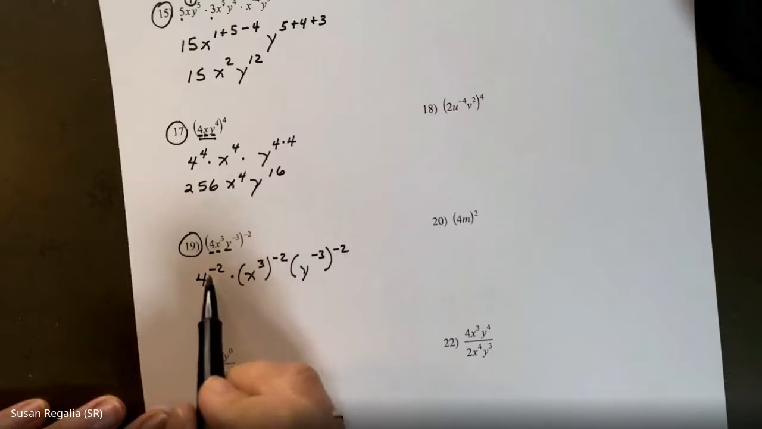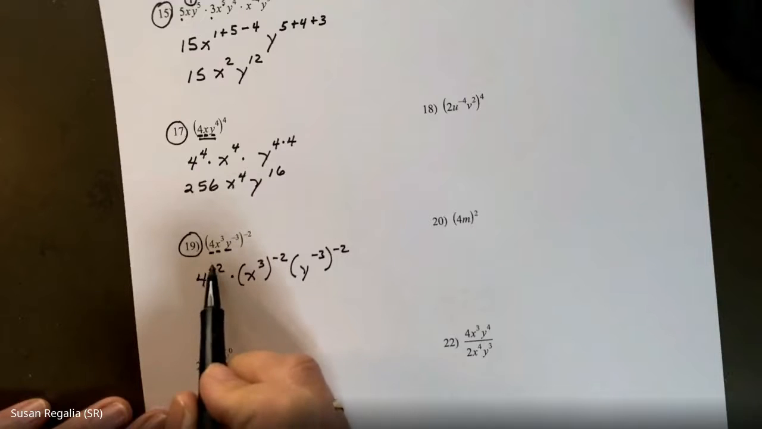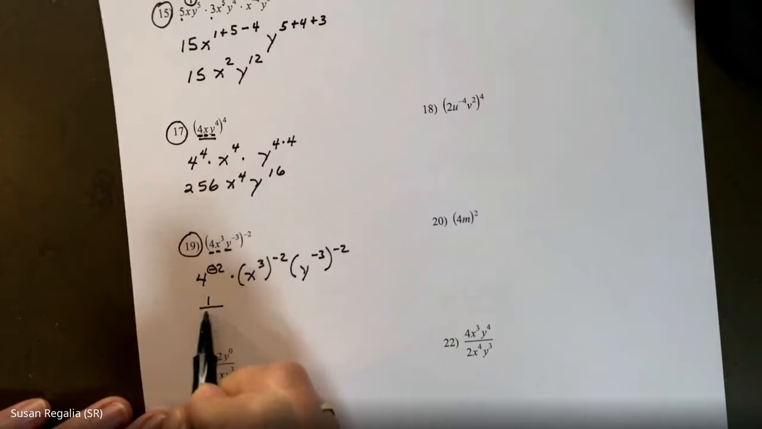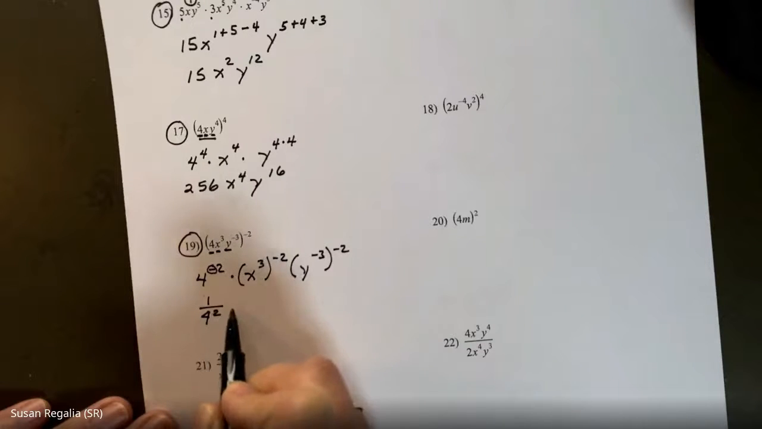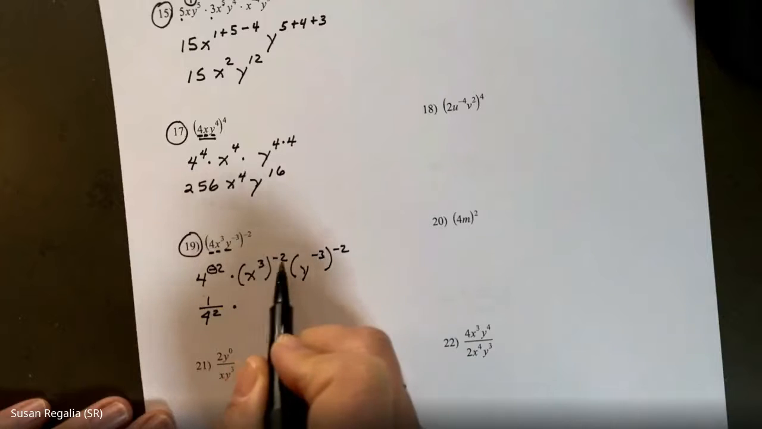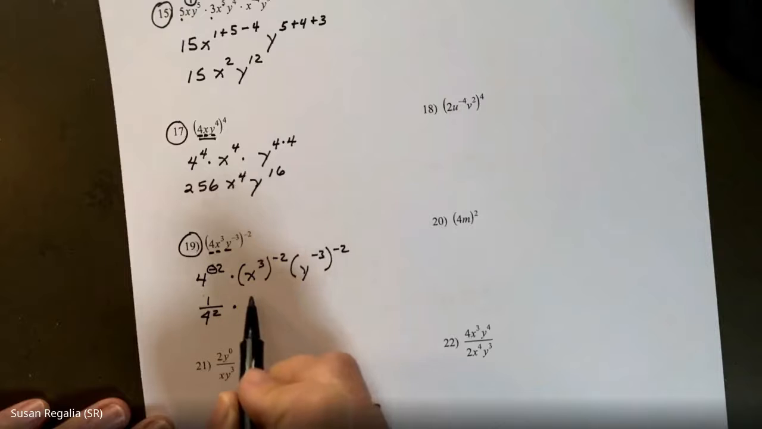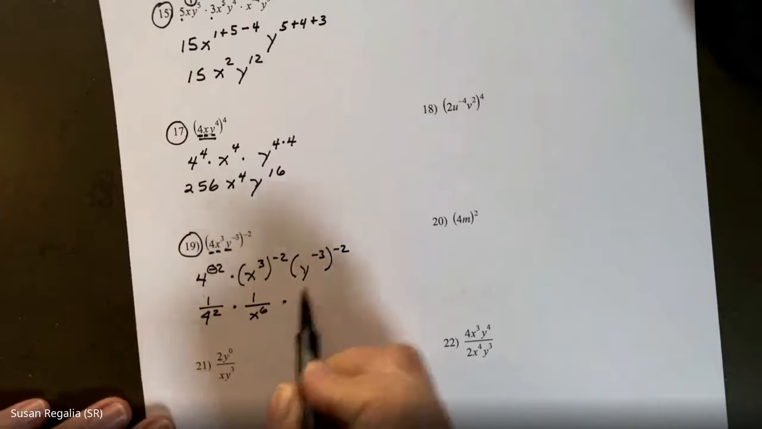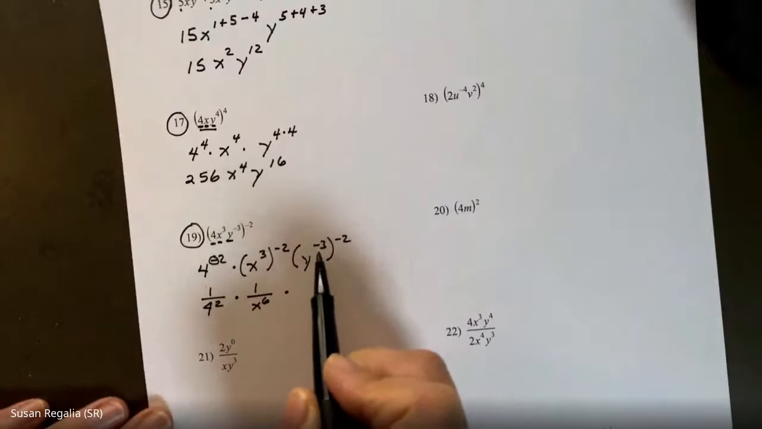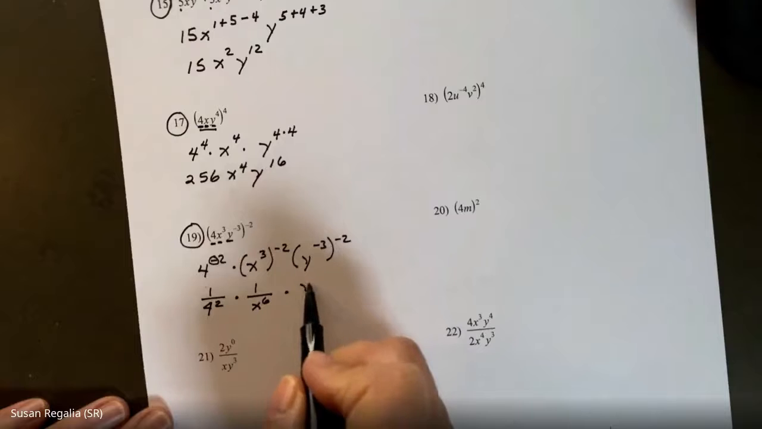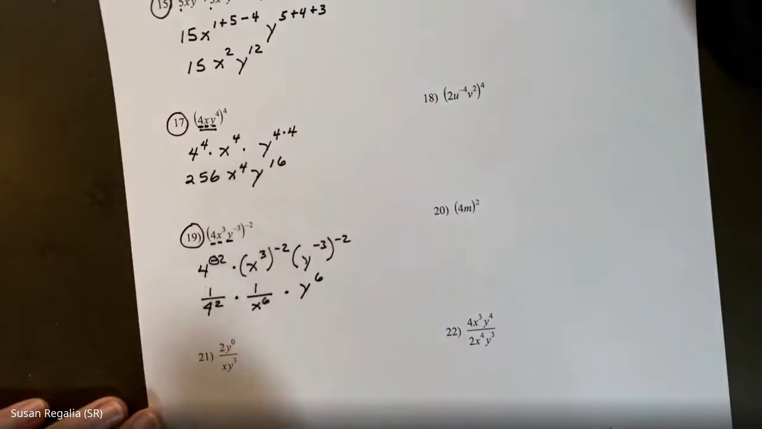4 to the negative 2 says the reciprocal. That's what this means, the reciprocal of 4 squared. So that's going to be 1 over 4 squared times, and this is x to the 3 times negative 2, so x to the negative 6th, which is 1 over x to the 6th times, and this is y to the negative 3 times negative 2, which is a positive 6. So this is just a y to the 6th.